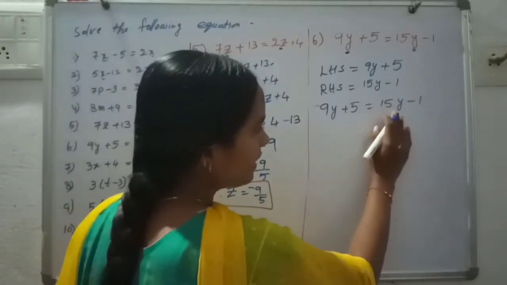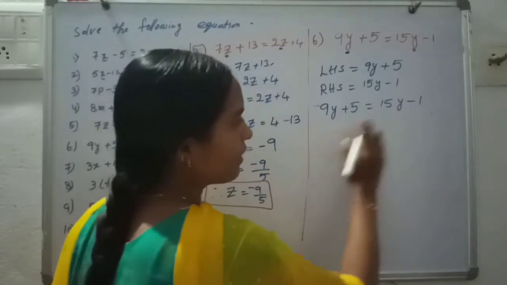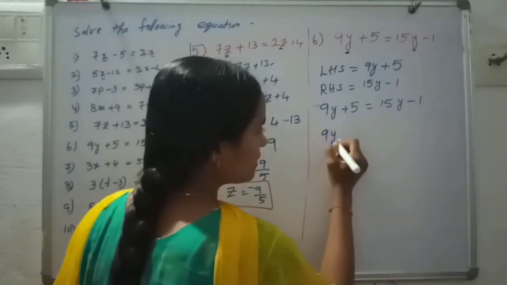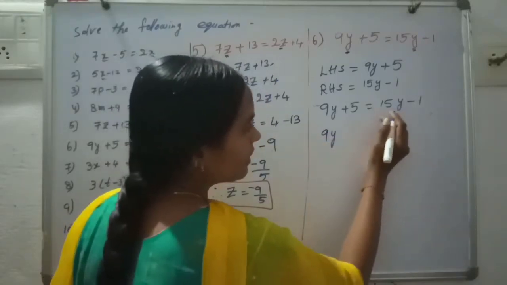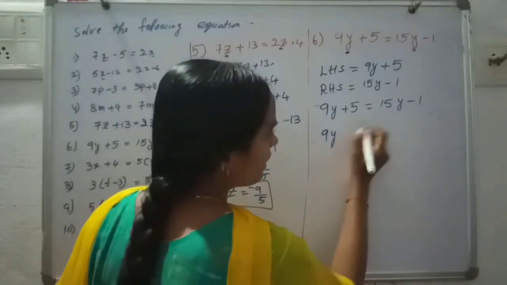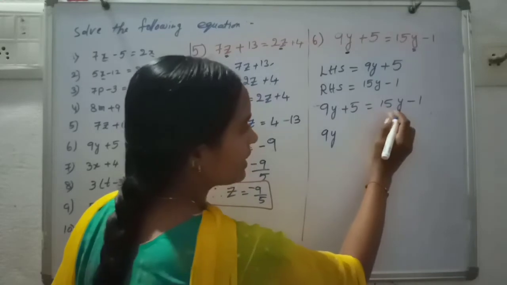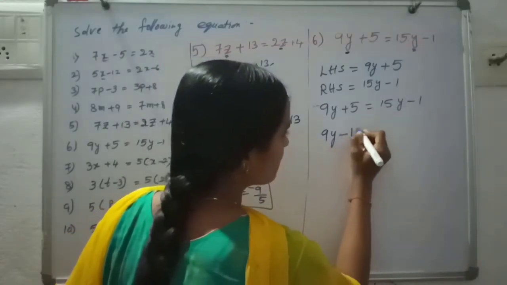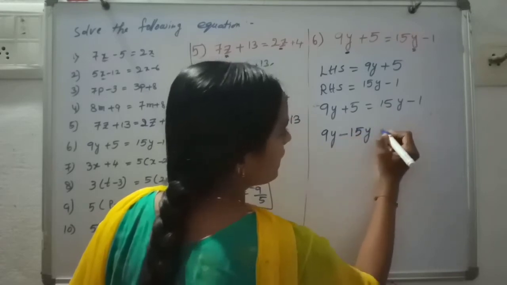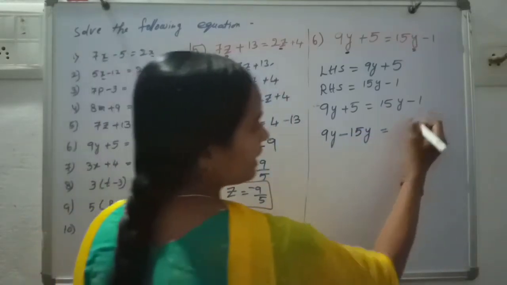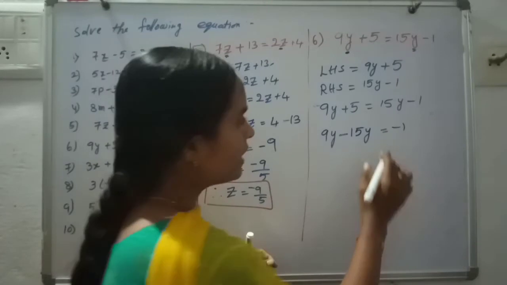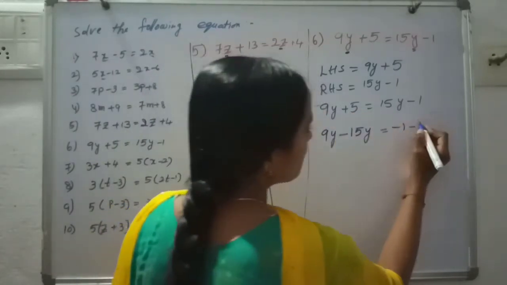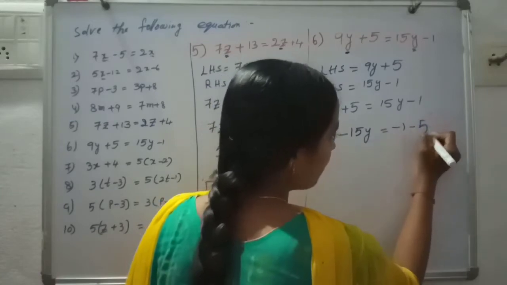I am writing here y terms on one side and constants on the other side. Now let's see here: 9y is the LHS value, then the RHS value is plus 15y. It comes to the LHS and is replaced with minus 15y, equal to minus 1. Plus is replaced with minus, here having the number 5.